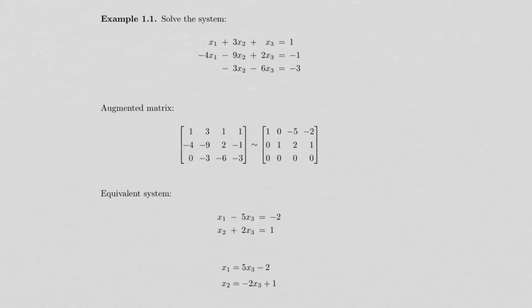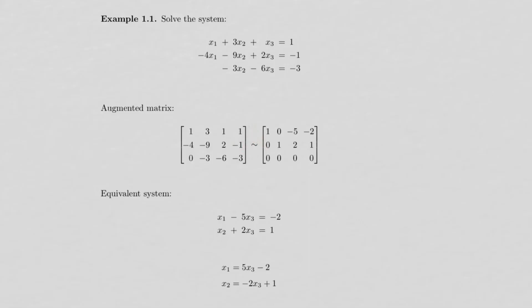If it's not, we can always rearrange the terms and put all the x1 terms first, and then the x2 terms, and then the x3 terms, and then put the constant terms on the right side. All right, so I can just read the augmented matrix right off of the system. I'll go down each column. So the x1 column is going to be 1x1, minus 4x1, 0x1. So 1, minus 4, 0. There's my first column. The x2 column will be 3, minus 9, minus 3. The x3 column will be 1, 2, minus 6. And the constant column 1, negative 1, 3.